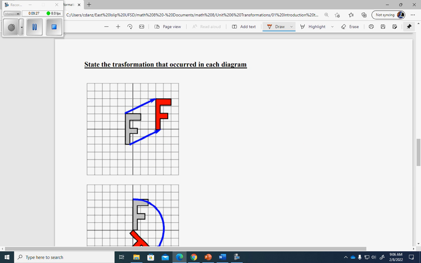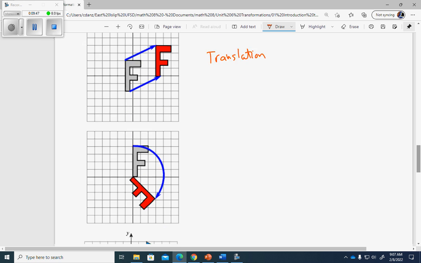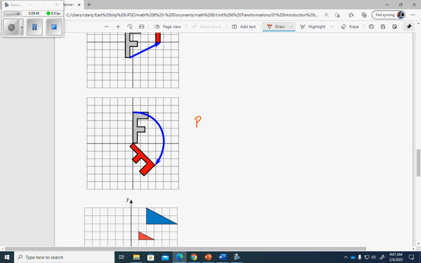So this first picture is a picture of a translation. The letter F stayed facing the same way. It didn't get bigger, it didn't get smaller, it didn't flip, it didn't turn. All it did was slide. It kind of went up to the right. But in the second picture, this is a rotation because the letter F turned.